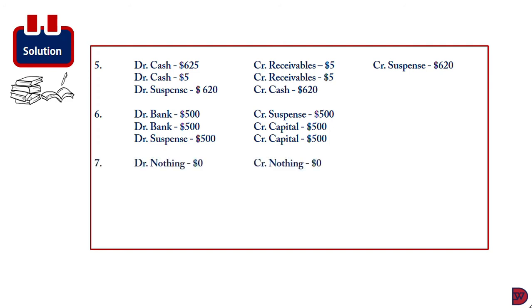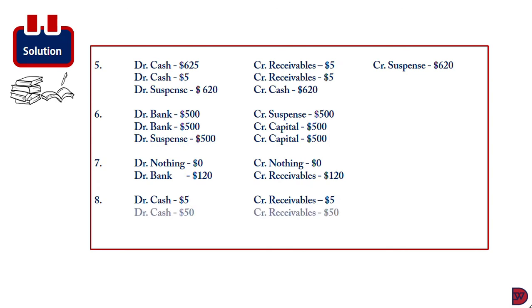Now, 7, as I said earlier, is not going to affect the trial balance. The error that was committed was nothing recorded. So the entry should have been the bank debiting the receivable credited with $120. We now effected 8. Cash was debited, receivables credited for $5 instead of cash debited and receivables credited for $50. So we debit the cash account with a difference of $45 and credit the receivables as well with $45.